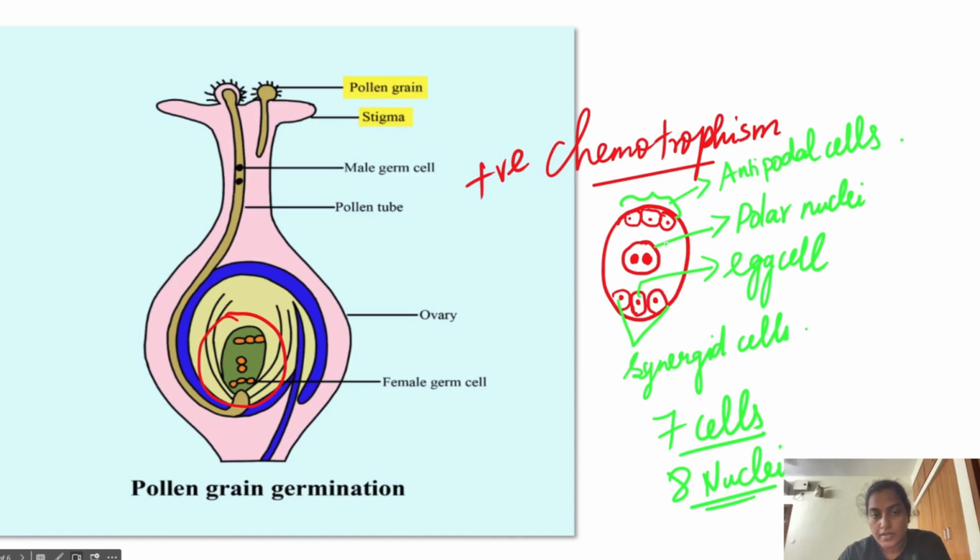Okay. So one thing, when the pollen grain bursts open and starts forming a pollen tube, it will release 2 male gametes. How many? 2 male gametes.